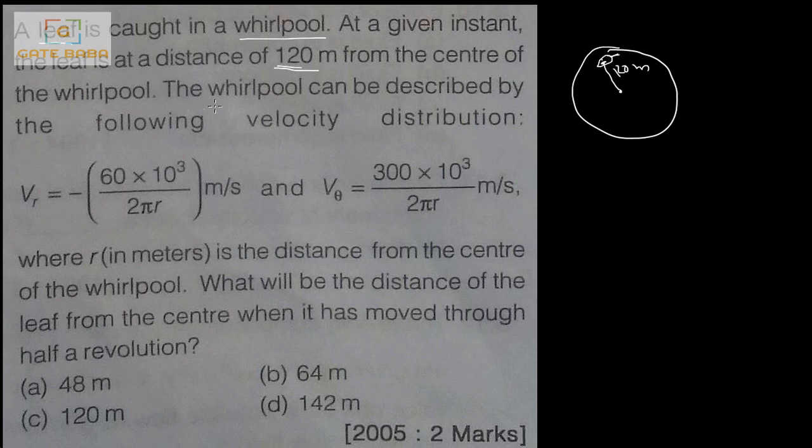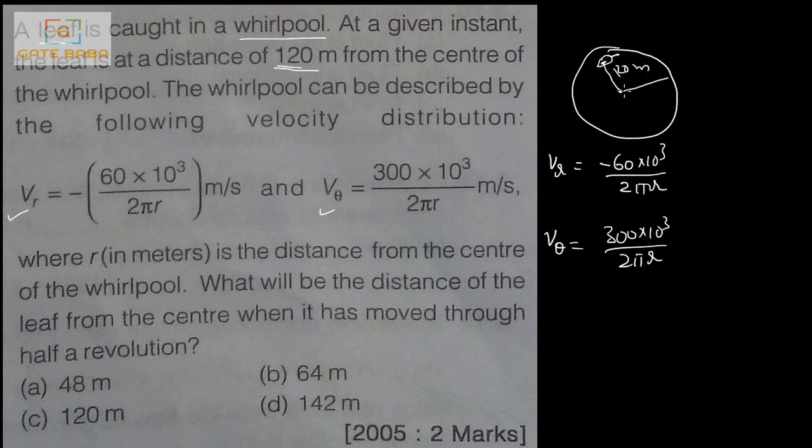Okay, the whirlpool can be described by the following velocity distribution. So he is giving the polar coordinate system, Vr and V theta. Vr is given by minus 60 into 10 cube divided by 2 pi r, and V theta is given by 300 into 10 cube by 2 pi r, in meters per second, where r is in meters, the distance from the center of the whirlpool.